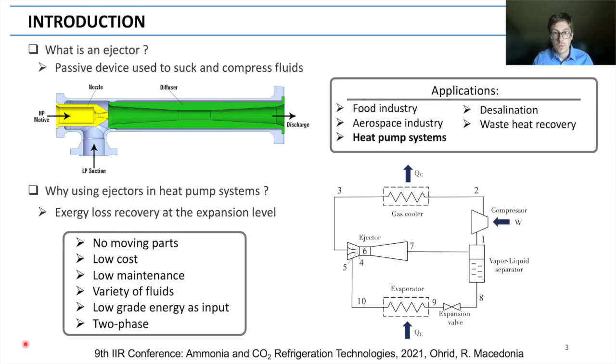So first of all, what is an ejector? Well, an ejector is a passive device that is used to suck and compress fluids. As you can see on the schematic, the idea is that a primary fluid at high pressure will be discharged into a primary nozzle. And by doing so, the primary fluid will suck up and compress a secondary fluid that is at low pressure. So the two streams will mix up and interact in the mixing chamber and end up at the discharge of the ejector with an intermediate pressure.